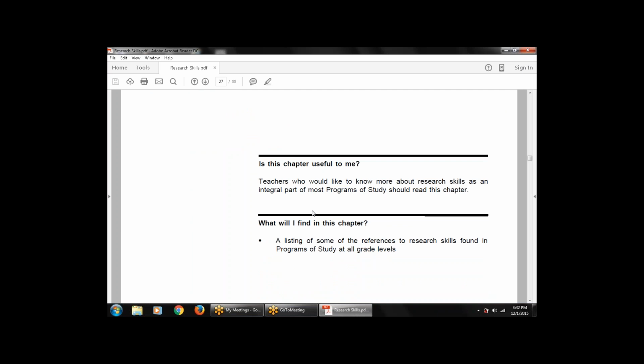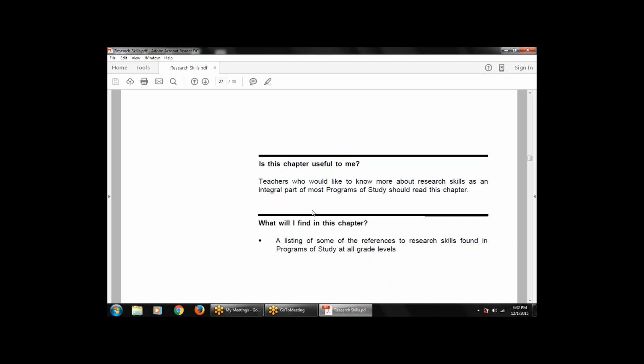The first question we discussed is: is this chapter useful to me? Teachers who would like to know more about research skills as an integral part of most programs of study should read this chapter. It is from the teacher's point of view, for those who want to study research skills and how research skills are developed. Teachers must use these skills as an integral part of most of the program of study.